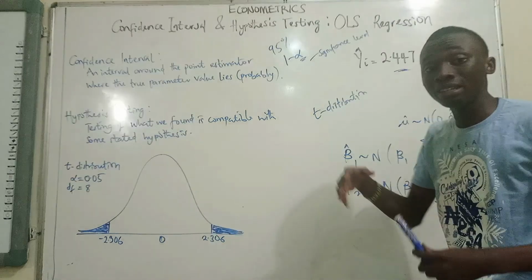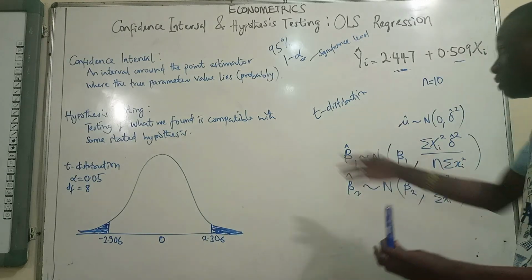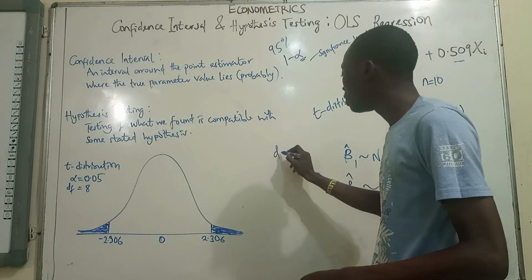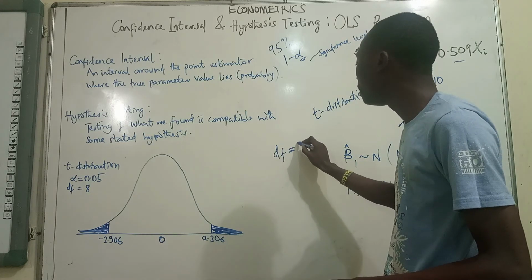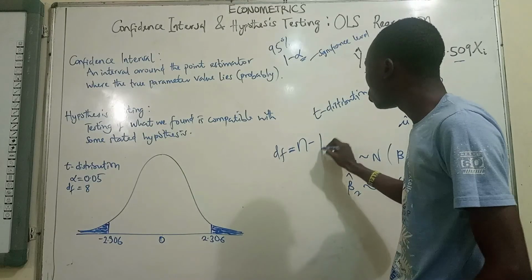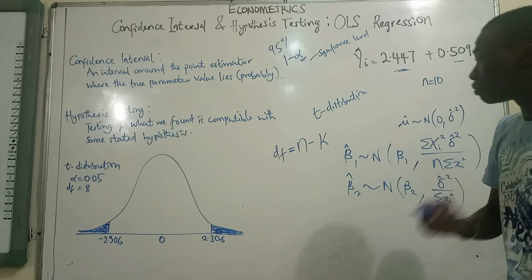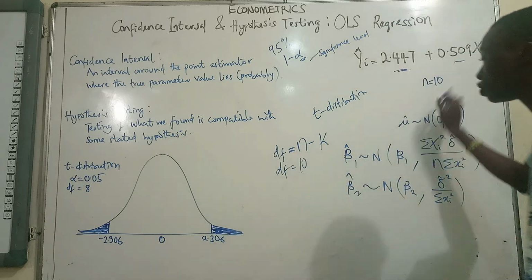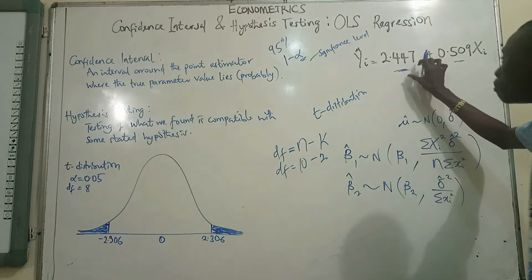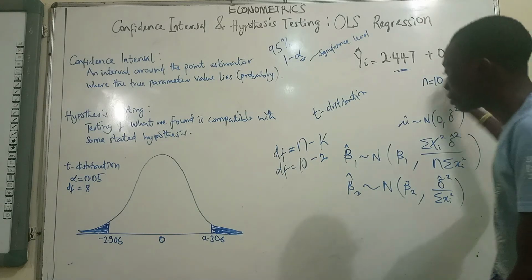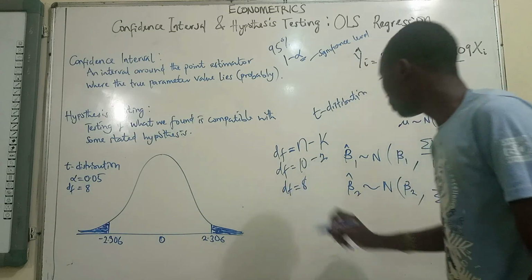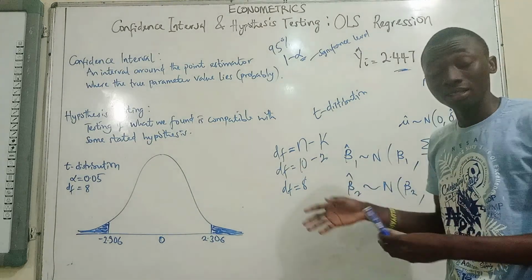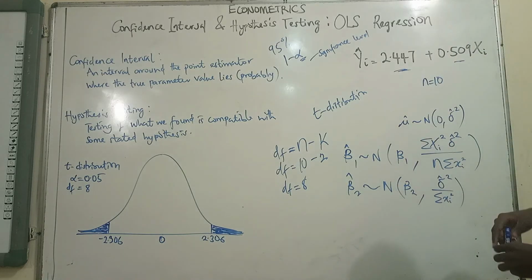So we'll make use of the t distribution in estimating our confidence interval, and a new term is introduced here. It's called the degree of freedom. The degree of freedom is simply the number of observations n minus the number of parameters k. So in what we'll be doing, the degree of freedom will be 10 observations minus 2, since we have two parameters, beta 1 cap and beta 2 cap. So we're estimating that our degree of freedom is 8. So we make use of the t distribution with 8 as the degree of freedom in estimating our confidence interval.